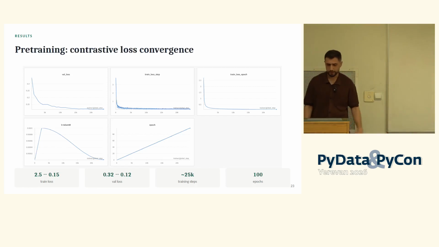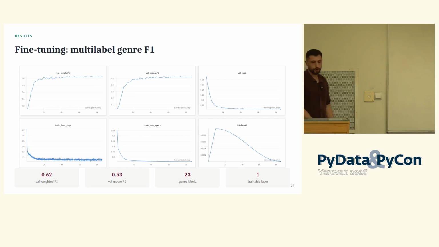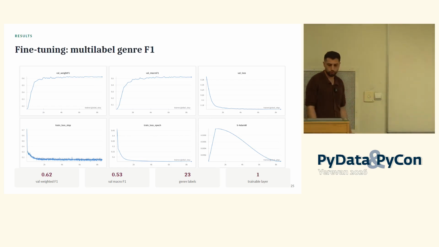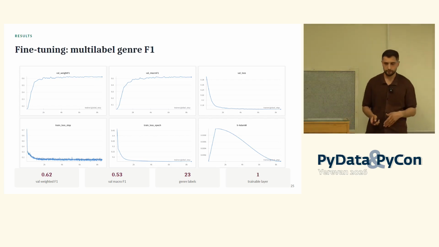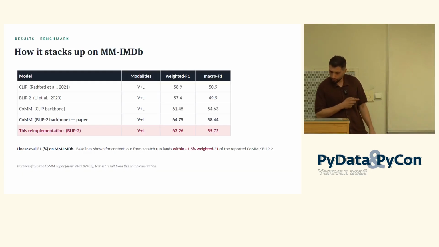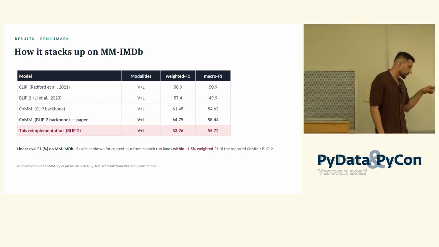Some plots, we see that the losses converge in pre-training. For fine-tuning, we achieve weighted F1 score 0.62 and macro F1 score 0.53, which is quite good when you are dealing with multi-label classification and the number of labels is 23. And we can see it outperforms all the other benchmark models. And this is just one simple example out of the few experiments they have done.